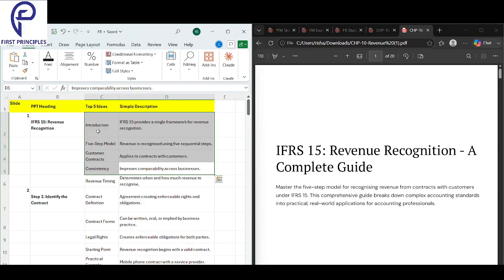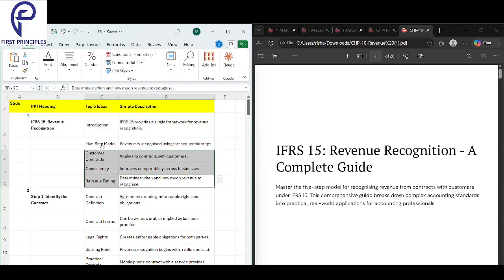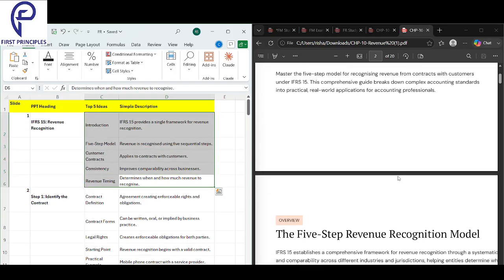Next, revenue timing. It tells you exactly when and how much sales to record. It determines when and how much revenue to recognize. So revenue timing will be an important characteristic of this particular chapter. This is all pretty much just a basic understanding of IFRS 15.